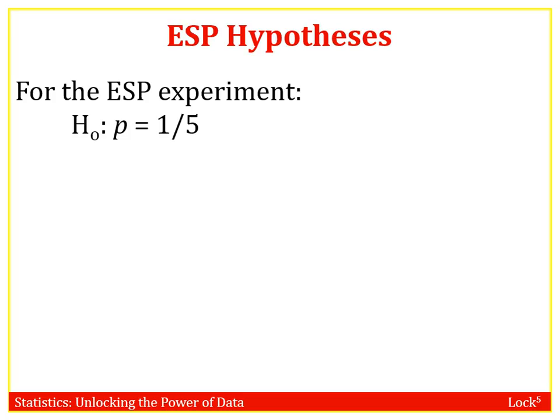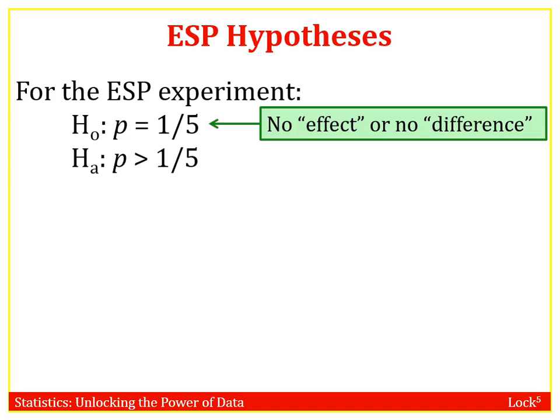Then we have your alternative hypothesis, and it's going to be the exact same as what we have up here, but you're going to replace your equal to with either a greater than, or a less than, or a not equal to. Which one it is is all based in the context of the question that's being asked. For this one here, to show that we have evidence for ESP, we need our proportion or our probability to be greater than 1/5.